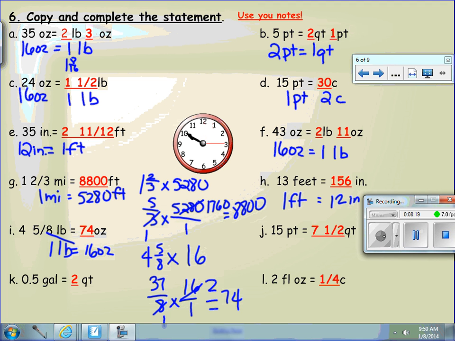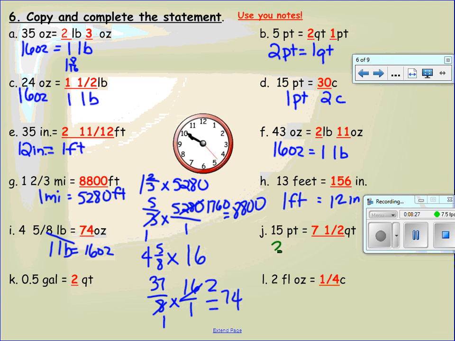In J, we have 15 pints is equal to how many quarts? I know that there are 2 pints in 1 quart, so I'm going to divide. 15 divided by 2 is 7, and I have 1 left over, so 15 pints is equal to 7 1/2 quarts.